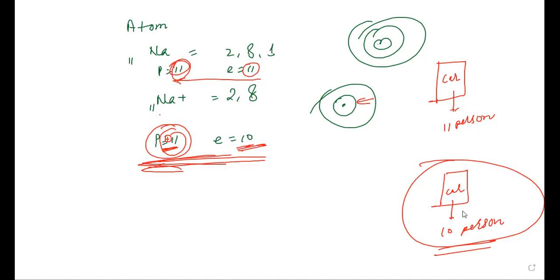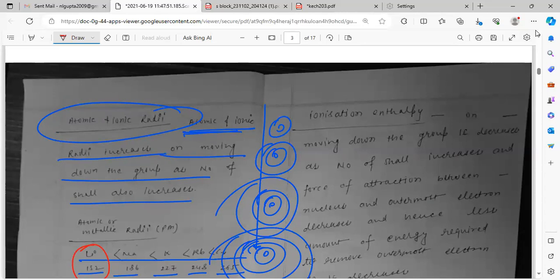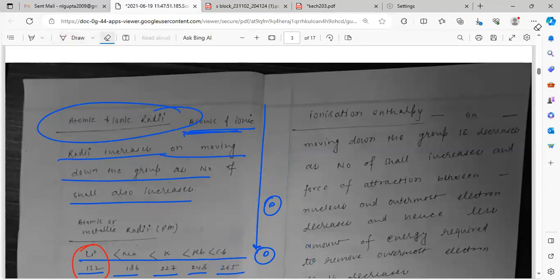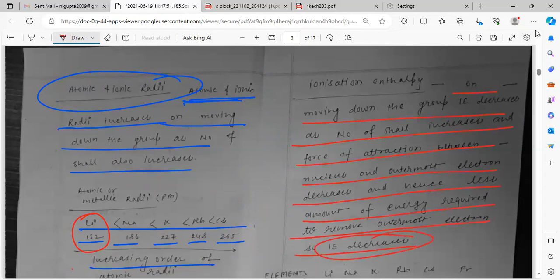Now we are moving on to the second point here: ionization energy. What is ionization energy? The amount of energy required to remove an electron from an isolated gaseous atom. On moving down the group, it decreases as the number of shells increases and the force of attraction between the nucleus and the outermost electron decreases. Hence less energy is required to remove the outermost electron. That is, ionization energy decreases.